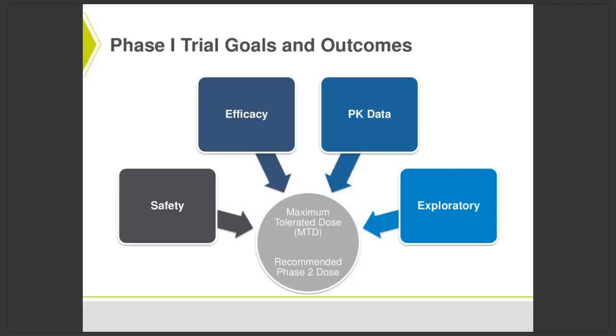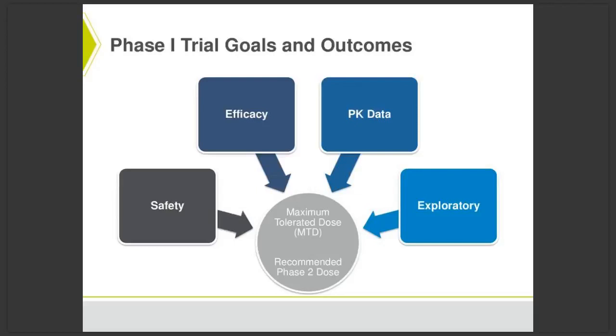So with the phase 1 trials and outcomes, as I mentioned before, you're looking at safety, efficacy, and how the body interacts with the medication. How does it get rid of it? And then there are some exploratory analyses depending on what type of trial you're running, especially within oncology. You might be assessing whether or not your drug is working much earlier than a phase 2 trial.